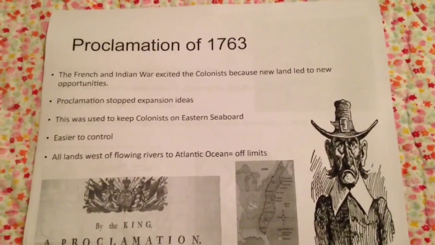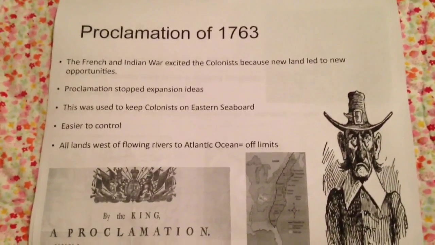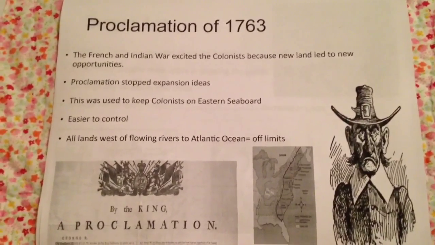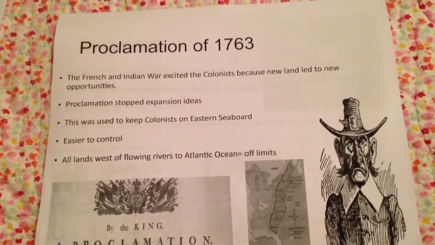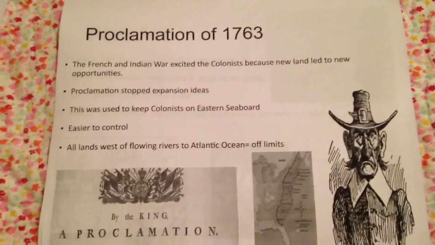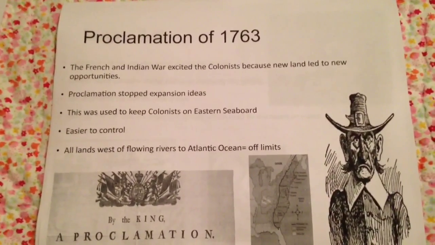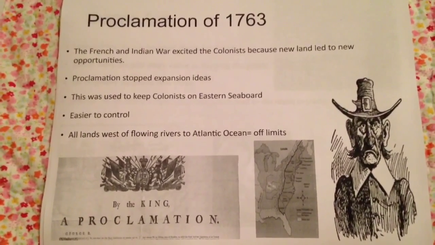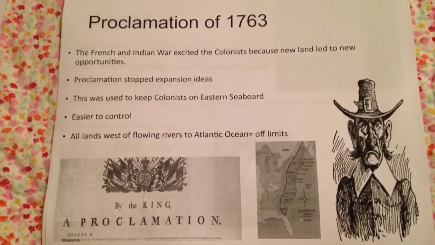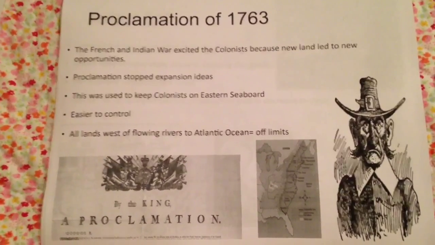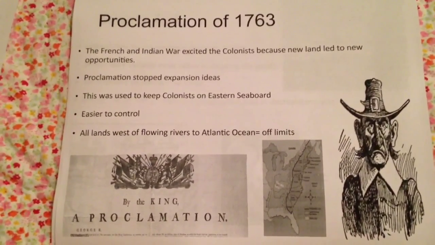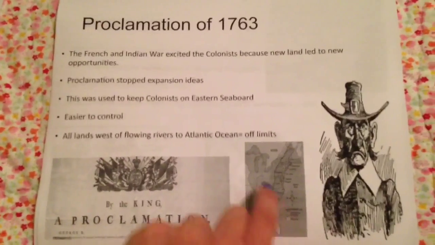Proclamation of 1763. This was made after the French and Indian War. Before, the colonists were happy because new opportunities would be made from the new land. The proclamation stopped expansion ideas. It was used to keep the colonists on the eastern seaboard, which made it easier to control them. It required that all lands west of rivers flowing to the Atlantic Ocean were off limits.